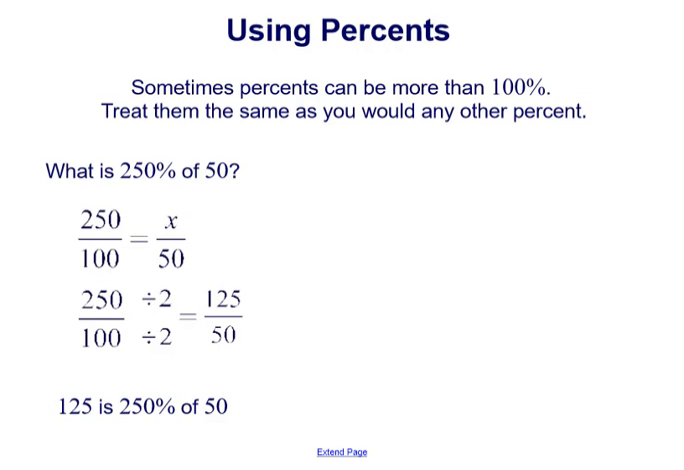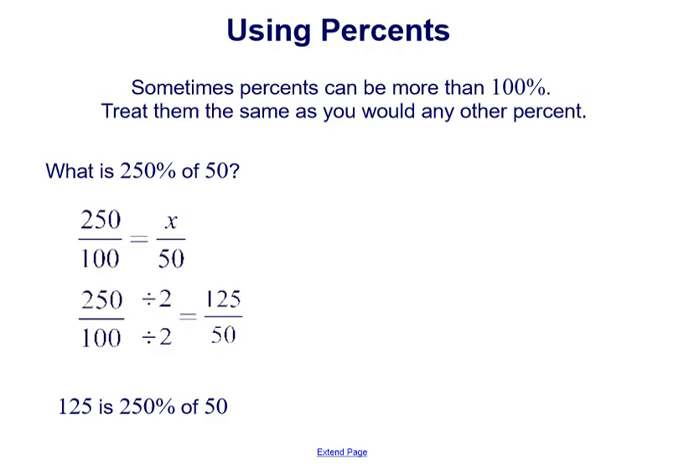Now, sometimes percents can be more than 100%, but we're going to treat them the same as you would any other percent if it was less than 100% or equal to 100%. We're going to do the same exact process we would for any percent if we're trying to find a part out of a total. So for example, here we have: what is 250% of 50?